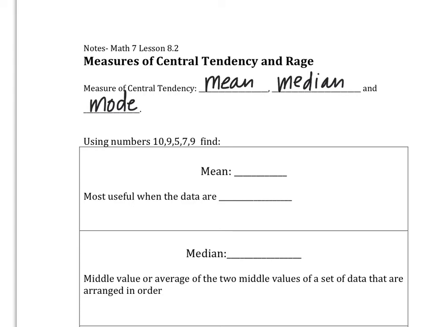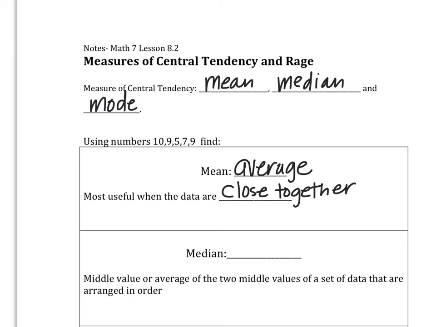So if we are using these numbers, 10, 9, 5, 7, and 9, and we want to find the mean, we know that the mean is the same thing as the average. And this is the most useful data when the numbers are close together. All these things that we're talking about now are for reading data.